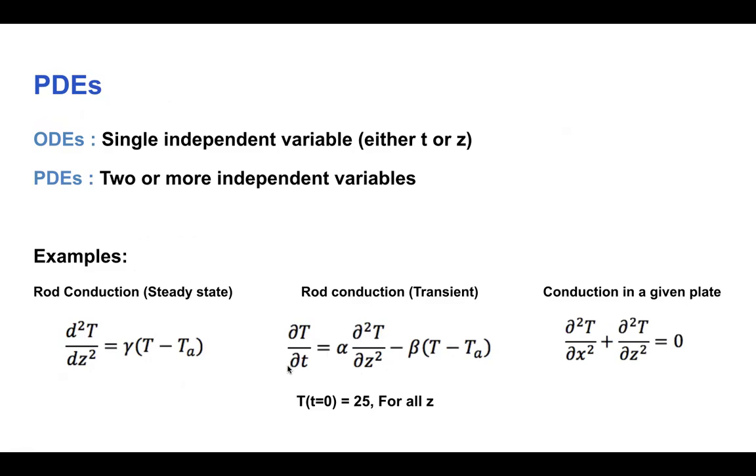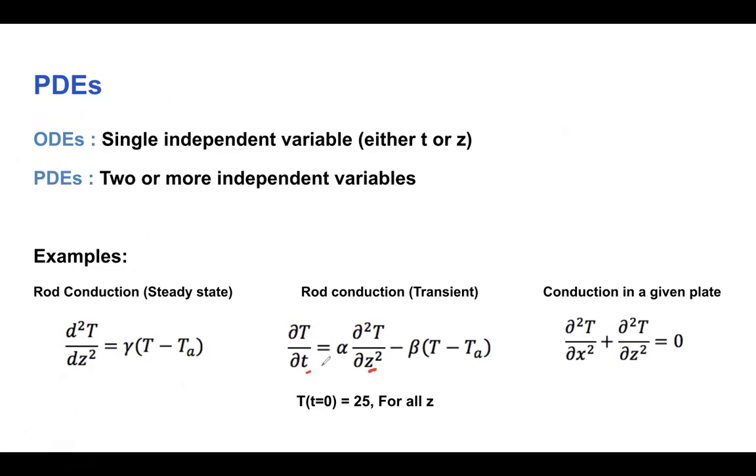So here you can see we have two independent variables, that is the time and the position z. So here we can say that this is a partial differential equation. We have both position z and time as independent variables, and your dependent variable is your temperature.